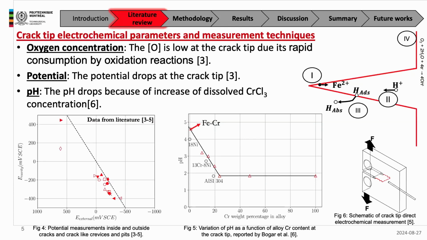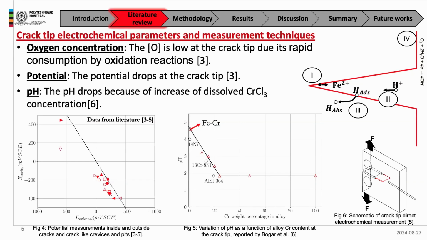The other parameter that is dropping its value inside a crack is the pH. At the root of the crack, the pH is so low, going towards more acidic values. This is because the metallic ions are released and we have the formation of chlorides at the root of the crack, more of chromium chloride or iron chloride. These are acidifying the root of the crack and causing the pH drop locally there. And the main element in the alloys, especially in stainless steel, that is acidifying is the chromium content.